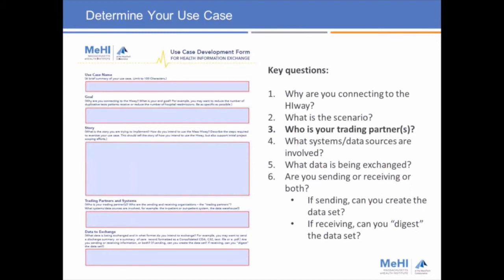What systems or data sources are involved? What data is being exchanged? Are you sending or receiving, or both? If you're sending, can you create the data set? Can you generate that CCDA document? If you're receiving, can you digest the data set? Or do you know where to look for it if you are a receiver?